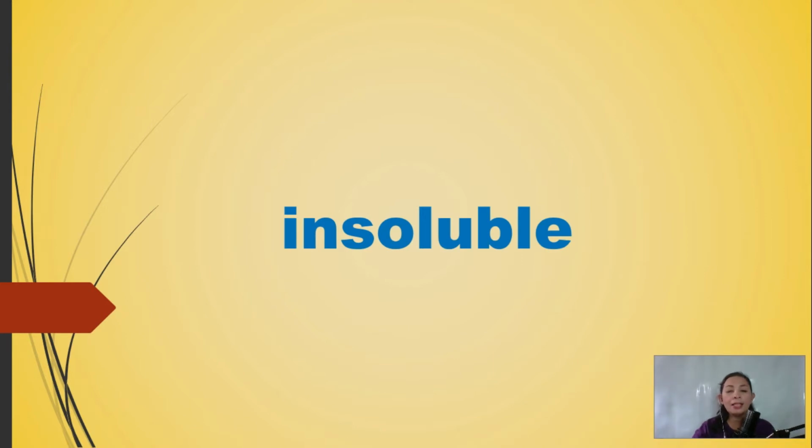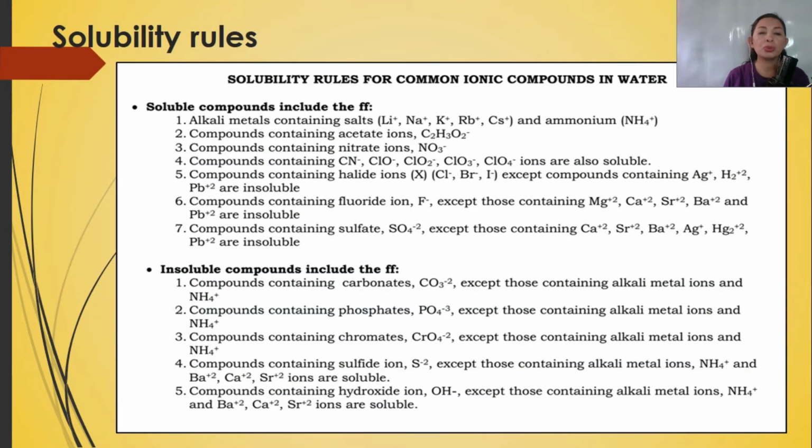Very good. Nice job. Now class, I want you to recall the solubility rules for common ionic compounds in water that can also be used in our next lesson. For soluble compounds in water, those include alkali metals, including ammonium ion, also compounds containing acetate ions, nitrate ions, cyanide ions, hypochlorite, chlorite, chlorate, and perchlorate ions.